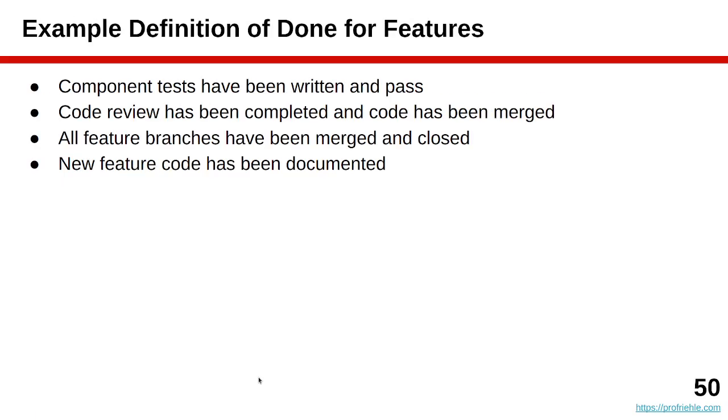You know? So here's an example for definition of done for features, for one feature. There are component tests, and they pass. I'm not telling you how many. I'm not giving you a percentage code coverage, but it could be added. Code review has been completed and code has been merged. So if you're doing peer review, and someone else needs to review and accept the code, the merge request, the pull request on GitHub, then that is part of it. All feature branches for that feature have been merged and closed, and it has been documented. These are requirements, part of a definition of done for features. You can actually use that for your project, and of course you can have your own.